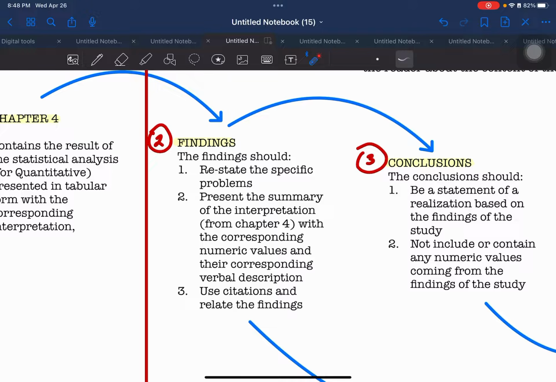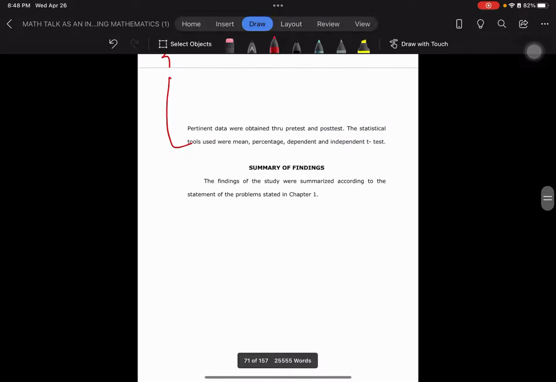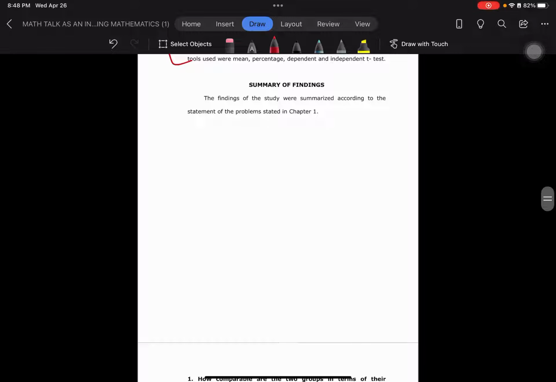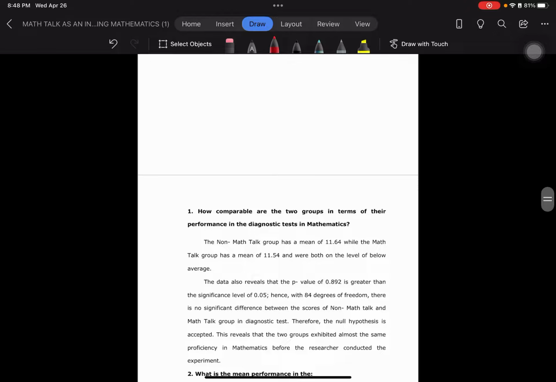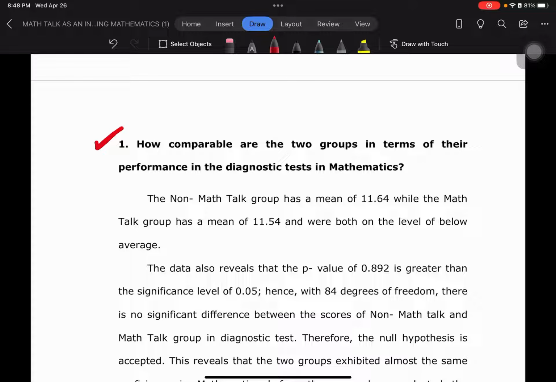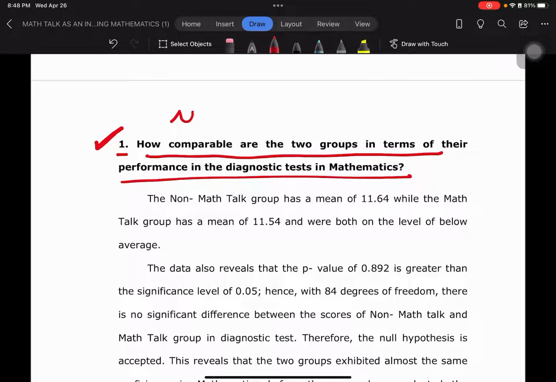Okay, next, findings of the study. So what can we see under the findings of the study? So as mentioned earlier, the first thing that you need to do is to restate the specific problem. The specific problem here is this one. So it is usually stated with the number of the specific problem and the actual specific problem, which is restated and in bold form. So this is the restated specific problem. So this is also known as the SOP1. Okay, so that is what we mean by restating the SOP.